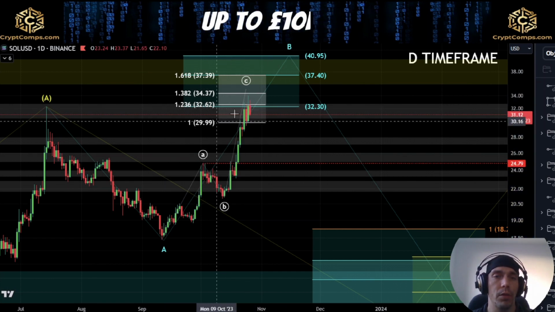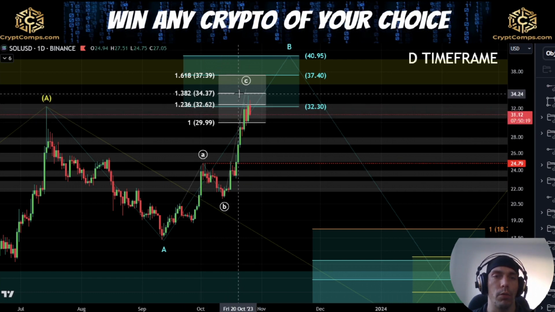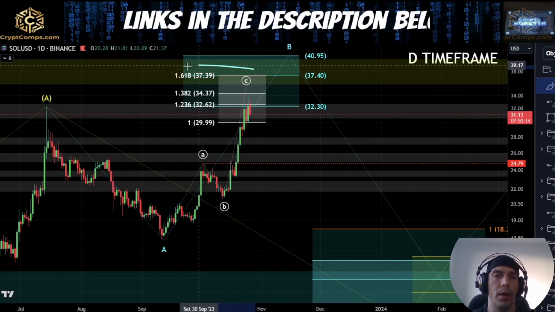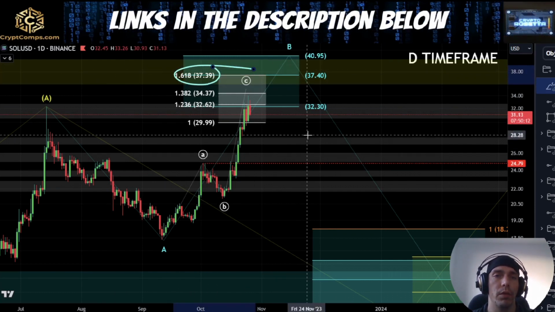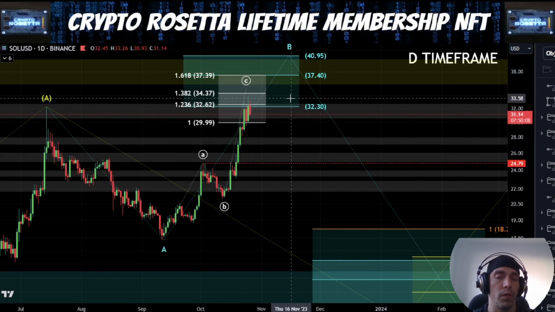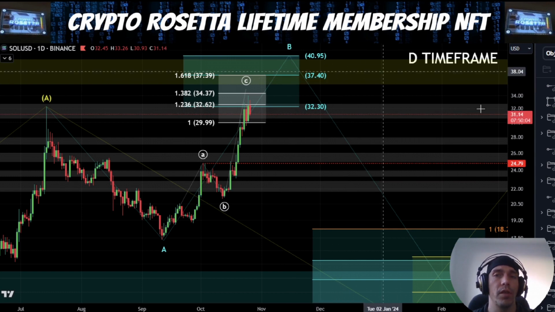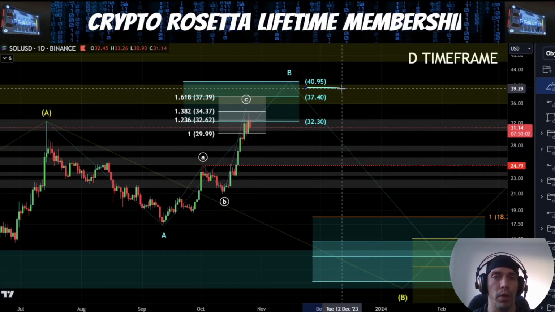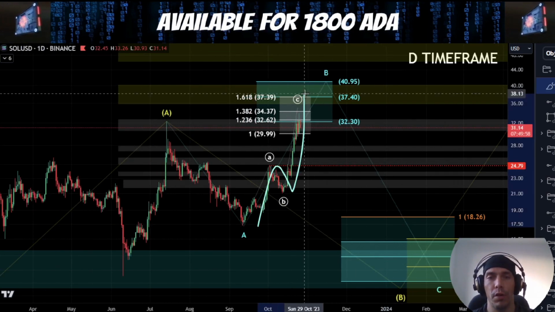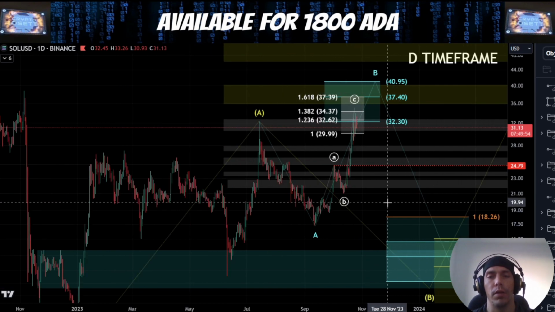Now, we've come up into this zone here, past the 1 to 1. So between the 1.236 and the 1.382, if this does look to push up higher here, I'm going to be keeping an eye on this 1.618 level here, this 37.39, which is in line with the idea of pushing up towards the 1.236 here at this 37.40. Other targets that are common for a B wave would be this 40.95. So if we do see price look to just push up in 3 waves and we fail to hold this low, this would then align with the idea of a C wave.